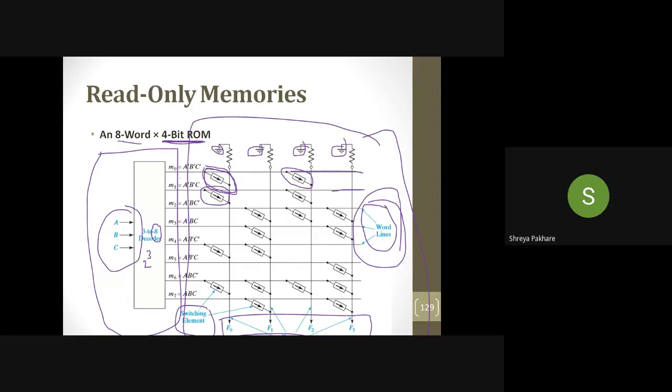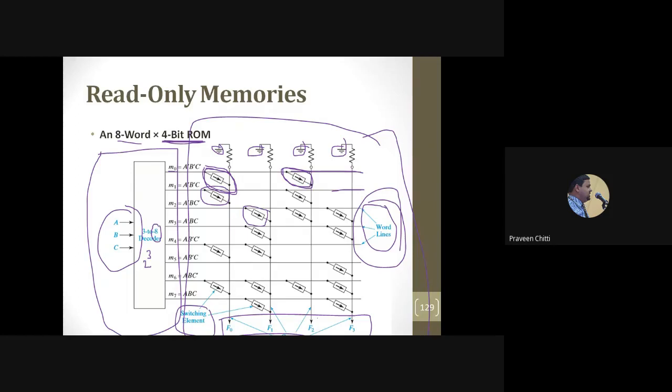It is connecting M0 to what? F0. Is that clear? Yes, sir. Similarly, what is this switch doing? It is connecting M0 to F2. F2, exactly. Similarly, what does this particular switch do? M2 to F1. You understood this? Yes, sir. Whenever there is a connection, that particular minterm or that particular bit will be made available at the output. Is that clear? Yes, sir.